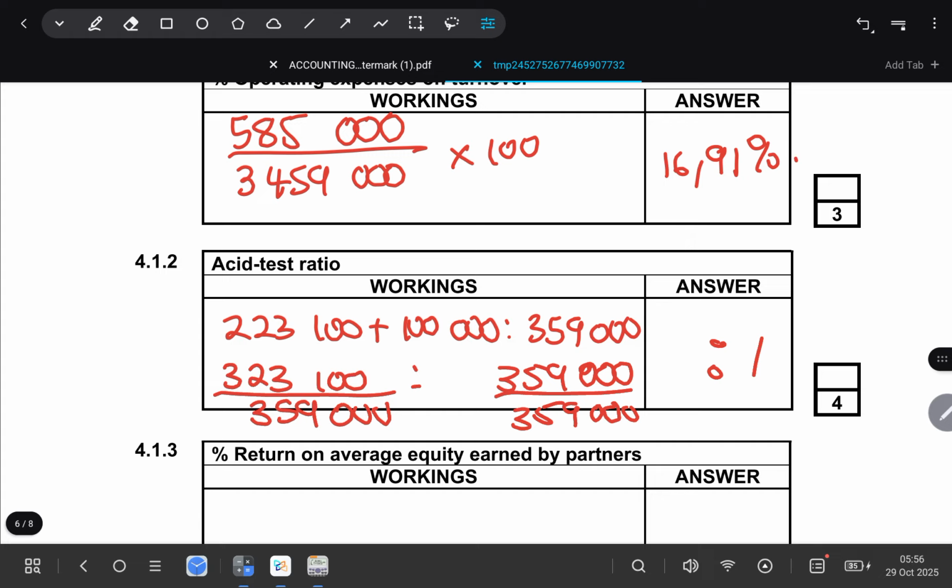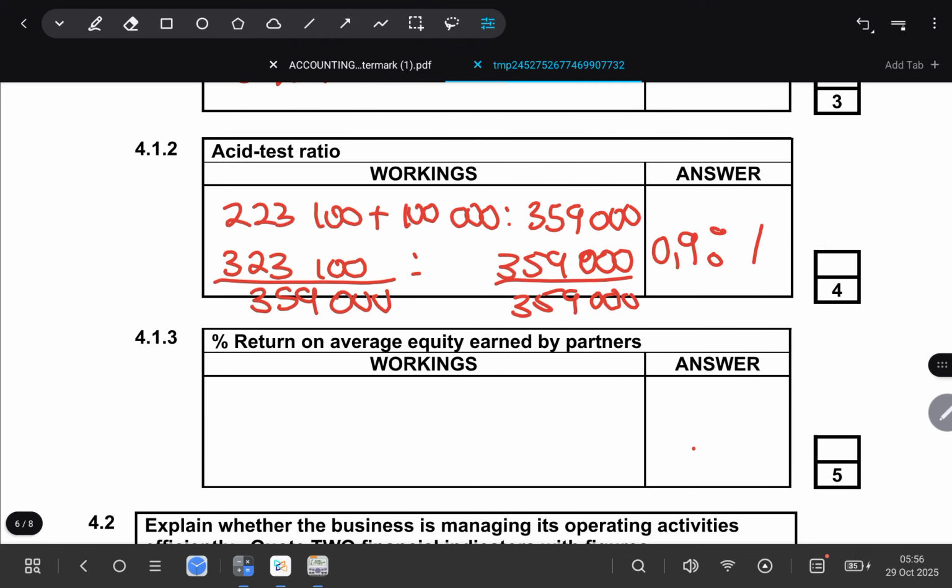Remember your answer should be in the form of something is to 1. So we're going to say 323,100 divided by 359,000 is going to give us 0.9 is to 1. Then we have answered that question. And then next they are saying that you need to calculate the return on average equity by the partners.